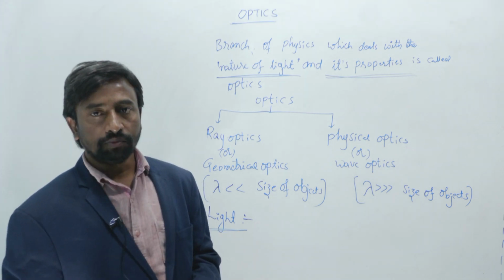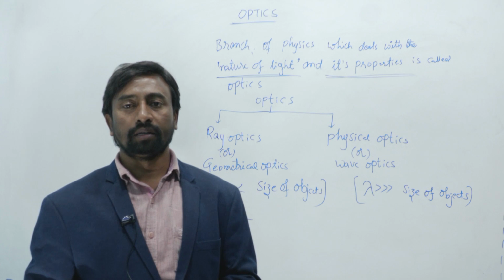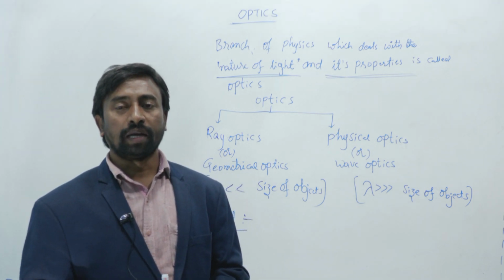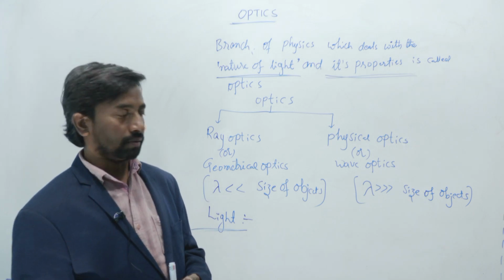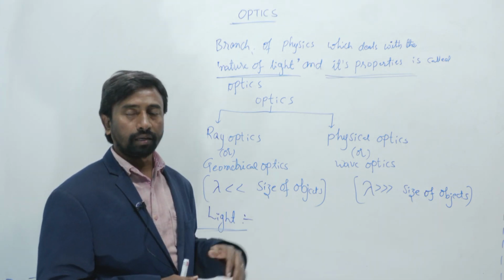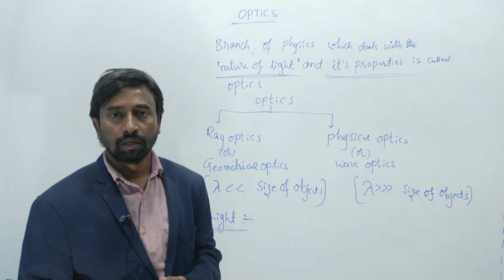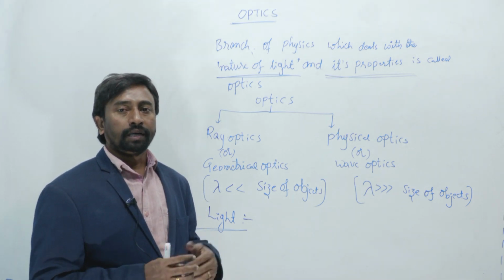The light rays which are reflected from the objects enter into our eye, and refraction takes place through the eye lens and an image forms, then we can see the image. That image, which is inverted on the retina, is converted into an electrical signal.